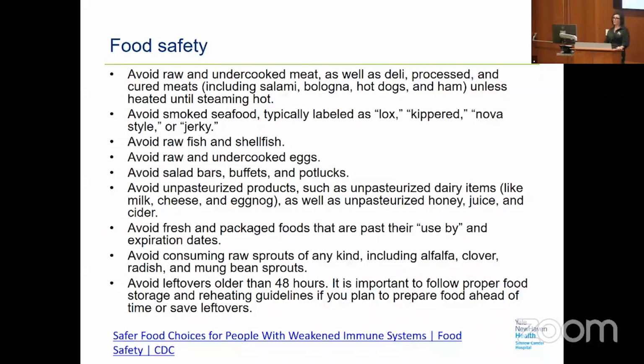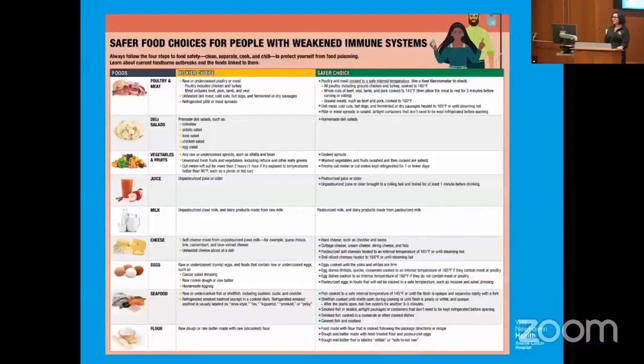Some other useful tips that can really be useful for all of us, including avoiding things that are past their use by or expiration dates and avoiding leftovers that are older than 48 hours. The CDC has a really robust website with very specific recommendations for this group of patients. So I'll direct you there if this is a topic that you're really interested in.